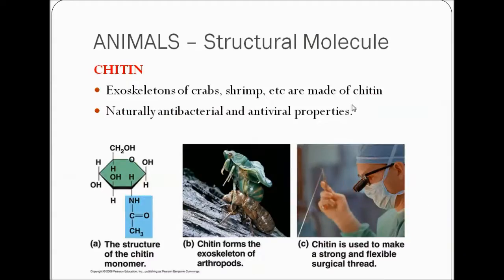And so animals, structural, is chitin. That's in the exoskeleton of crabs, shrimps. So if you love shrimp and you peel the shell off, that shell is chitin. And we have discovered it has natural antibacterial and antiviral properties. So we're starting to use it in medicine. Pretty darn cool.